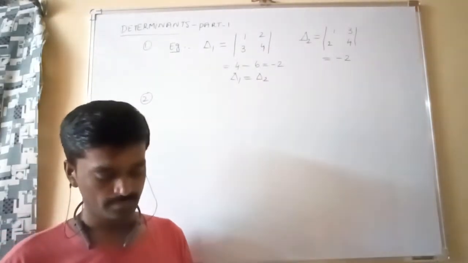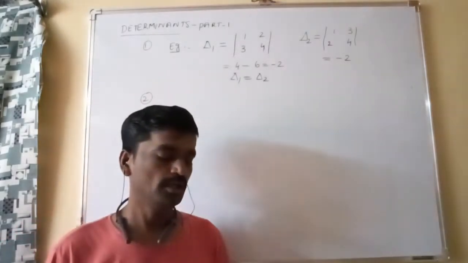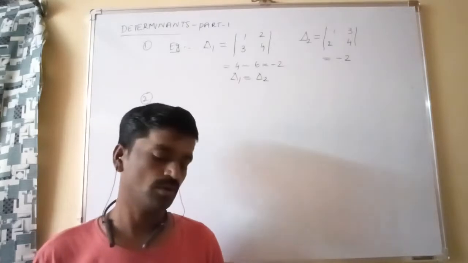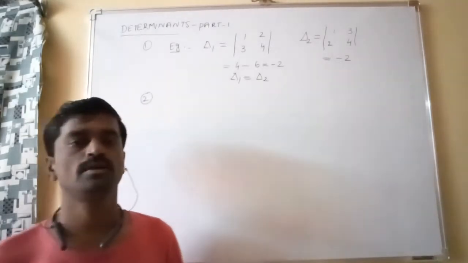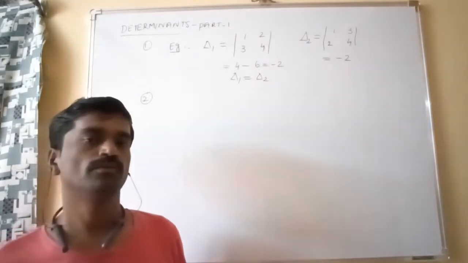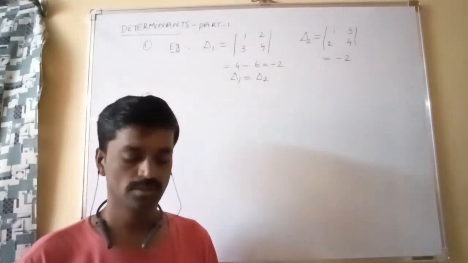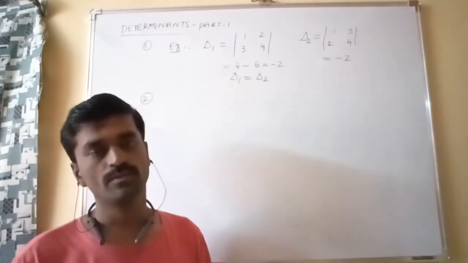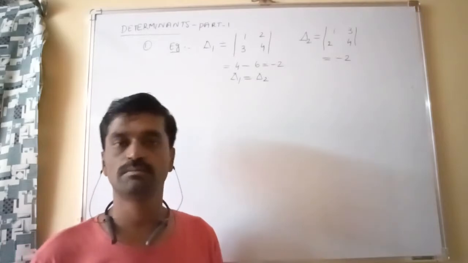Okay. Next, the second property. If any two rows or any two columns of a determinant are interchanged, then the sign of the determinant changes. That means plus becomes minus, minus becomes plus.